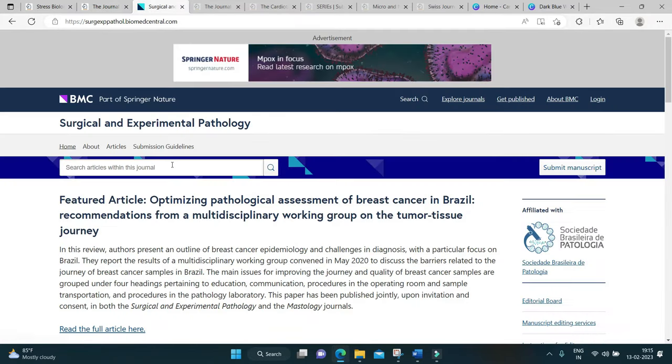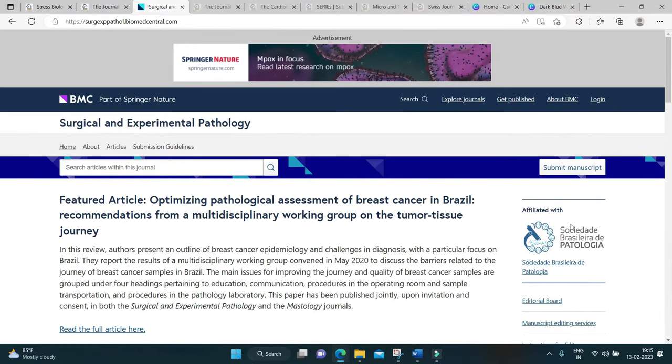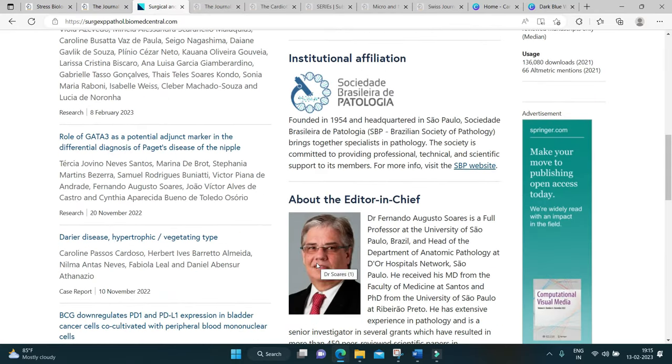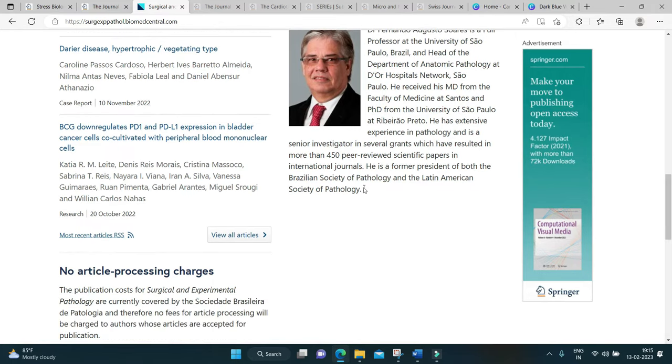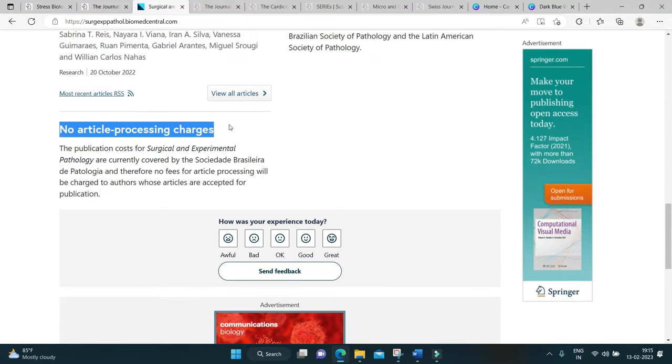So the next journal in the list is Surgical and Experimental Pathology, and this is a medical oriented journal. It is affiliated with a society, and this society will sponsor the articles which are published in this journal. If anybody from a medical background is looking for a journal, then you can target this journal. Here you can see no article processing charges.